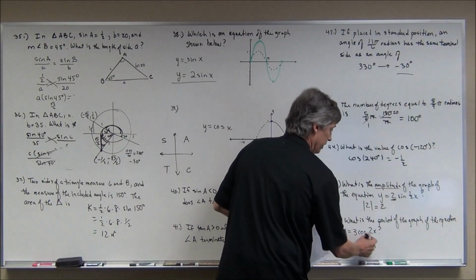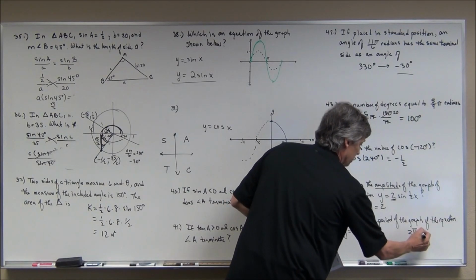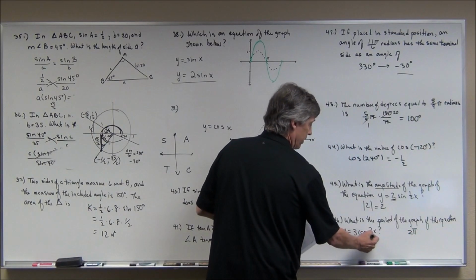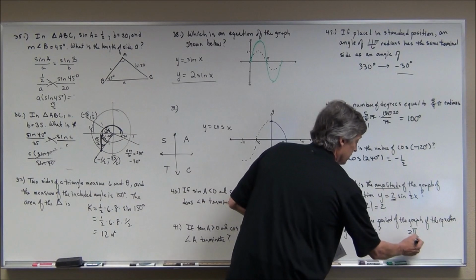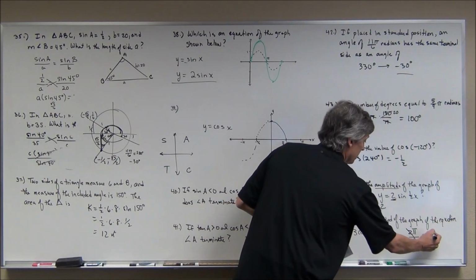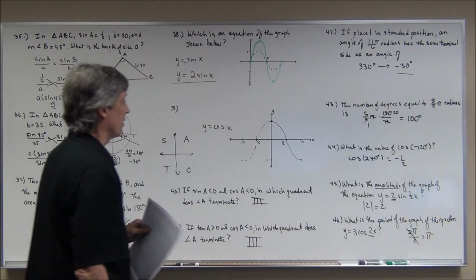Speaking of period, it says, what's the period of the graph of this equation? Well, you take the period of the parent function, which is 2 pi, and you divide it by the constant that's times the x. So it cuts the period in half. The period is now pi.